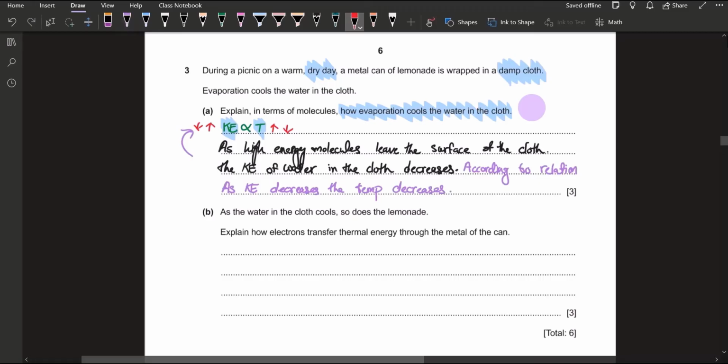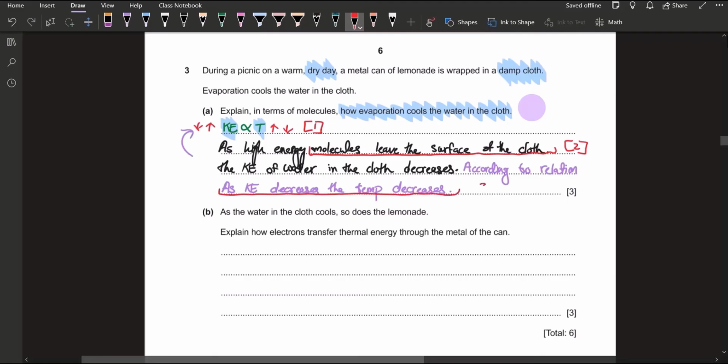And for marks, they will give you a mark for the relationship. The second mark is going to be for the molecules leaving the surface of the water or cloth. And the third mark is going to be for explaining that as the kinetic energy decreases, the temperature also decreases.